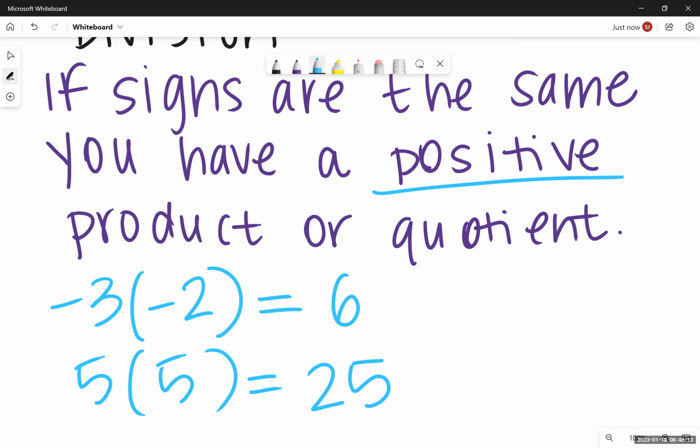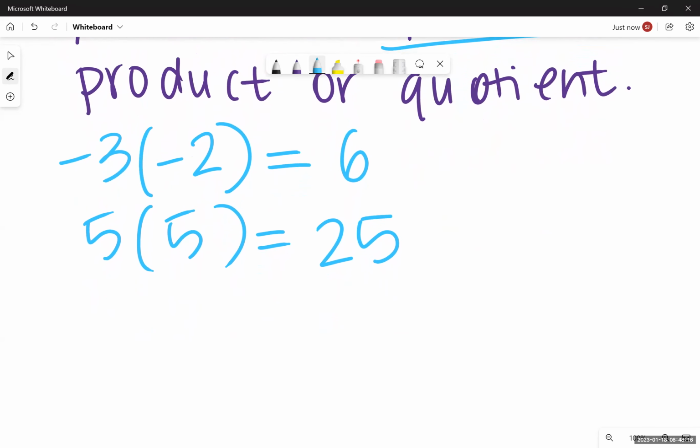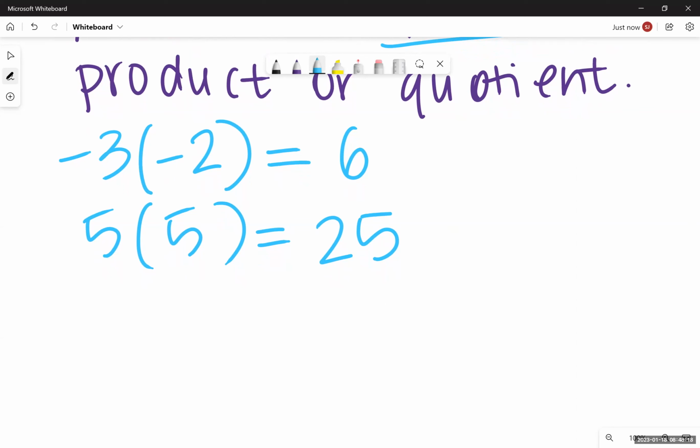So the first one right here, they were both negative. The second one, they were both positive. What I'm asking you to pay attention to is if they have the same signs, you get a positive outcome, right?